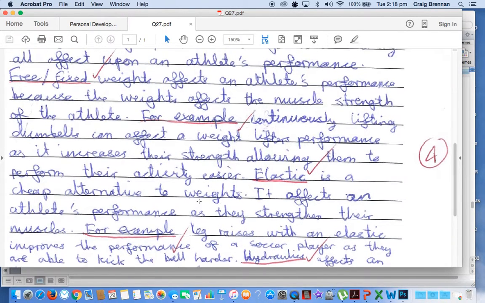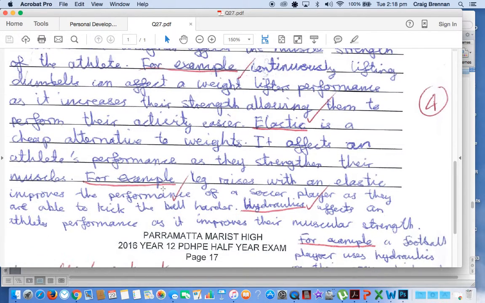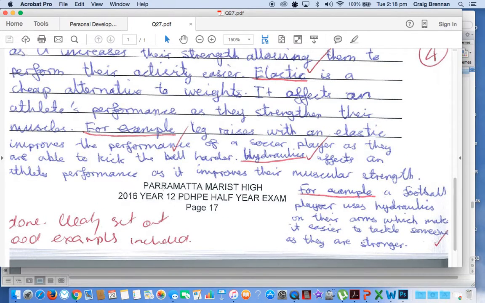He goes through, you can read, I'm not going to read it word for word, but when he goes through the answer, what he does is he talks about free or fixed weights, says what they are, and then gives an example of how they can help increase their strength or improve their performance based on that strength training method. And that's what this question was after. It was really important, and for 4 marks, you need to cover the 3 specific areas of strength training: free or fixed weights with examples, elastic with example, hydraulics with examples specific to how it can affect an athlete's performance to get your 4 marks.